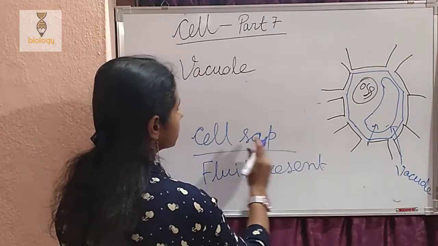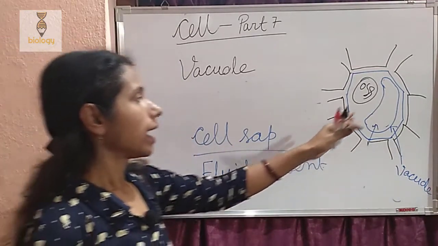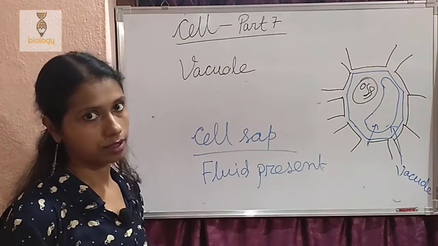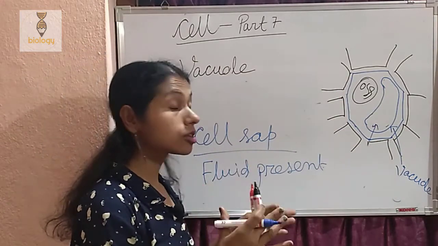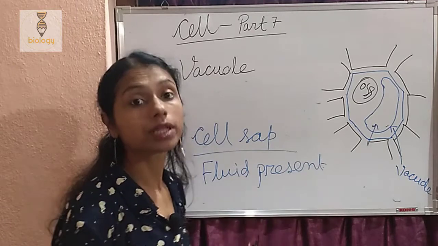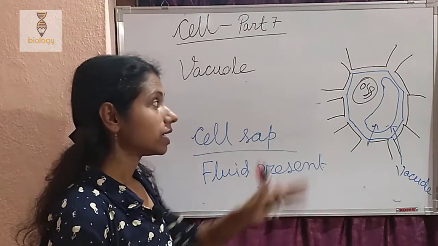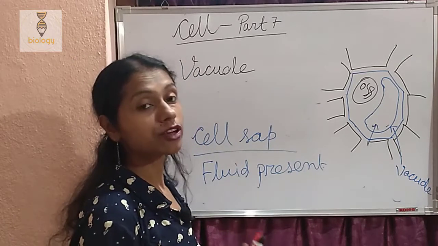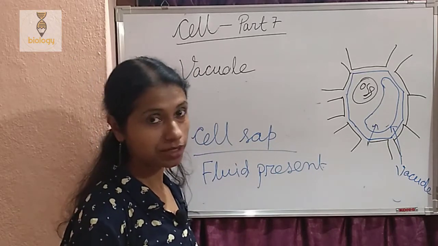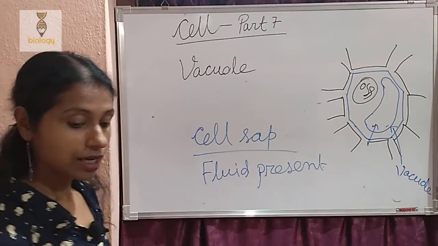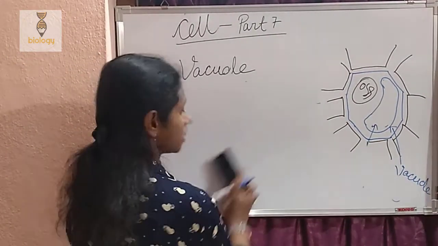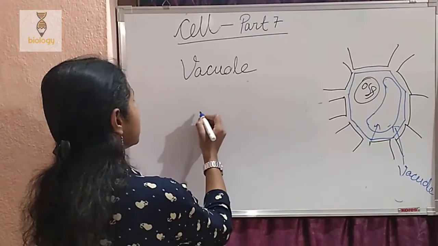The fluid present here is called cell sap. Actually in vacuoles, there are solid things also present. Even the vacuole also contains the waste material of the cell. So it helps the cell to prevent contamination. Okay, it's a very important role here. Next, it helps in the function of what?